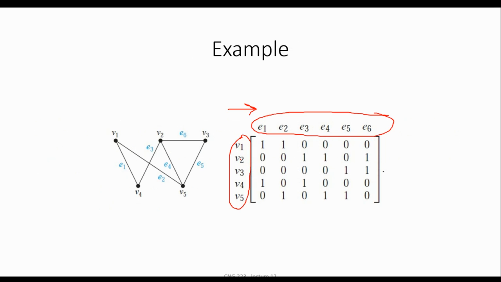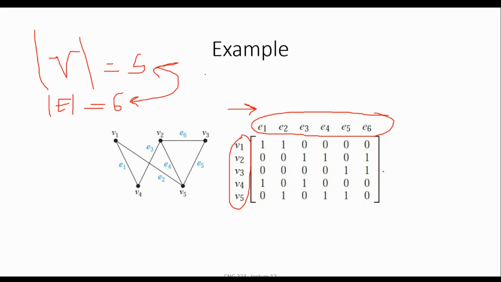If I consider V1, V2 until V5 as elements of the set V, then what's the size of V? This is 5. What's the size of E if E1, E2 to E6 are inside the set E? Then we can call it 6. You see, these two are not necessarily equal.